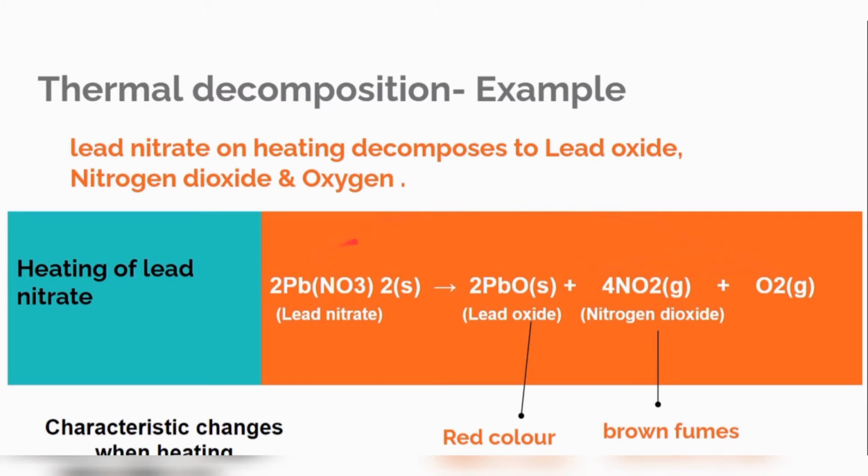Lead nitrate is a colorless substance, but after the reaction you can see some red colored residue at the end of the test tube, that is lead oxide. And it also produces a brown colored gas, that is nitrogen dioxide. So this is also an example of thermal decomposition.